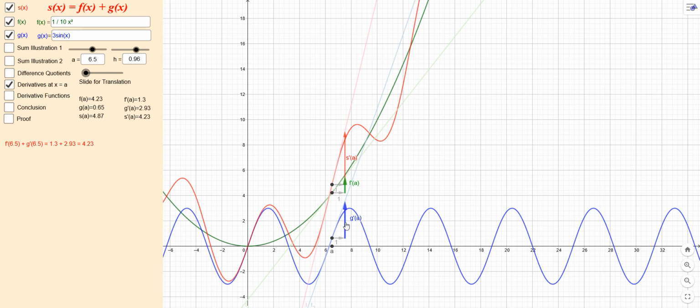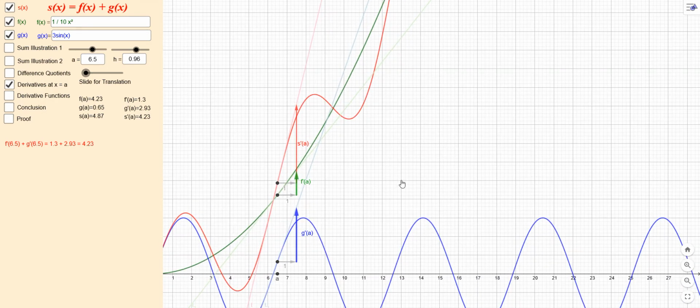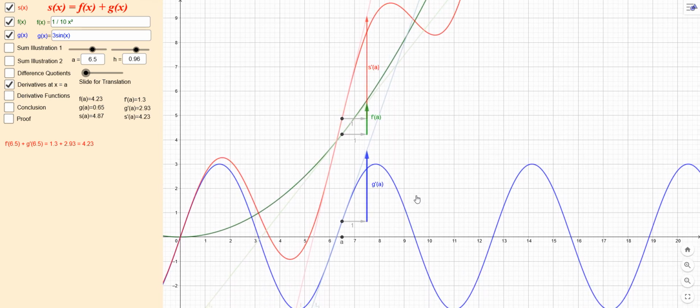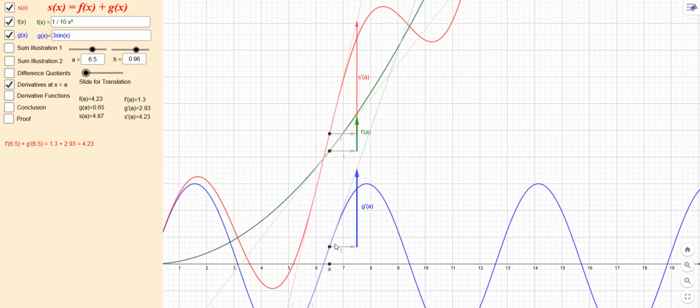So this vector here, that length represents g prime of a, which is 2.93. So that's 2.93 in length. Let's just zoom in a little here. And this green one represents f prime of a, which is 1.3. That's this distance here. And if you add those two together, you're going to get s prime of a, which goes from here up. And again, you can see that by just taking those vectors, moving them up, and putting the end to end. You see that they do add up.